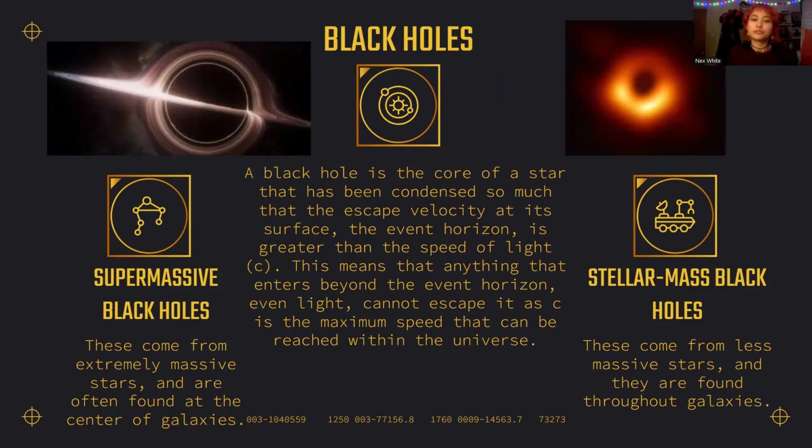Now, black holes are categorized by their mass, and there are two main types of black holes. There are supermassive black holes, and these are the most massive stars that can form black holes, and they are found at the center of galaxies. Meanwhile, stellar mass black holes come from less massive stars, and they are found all throughout the galaxies.